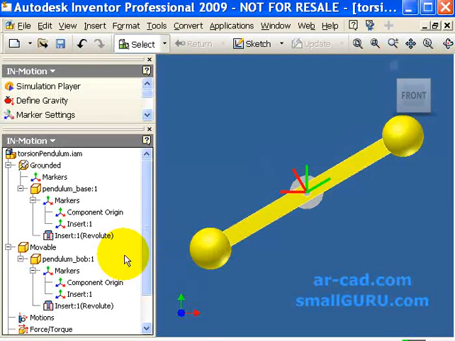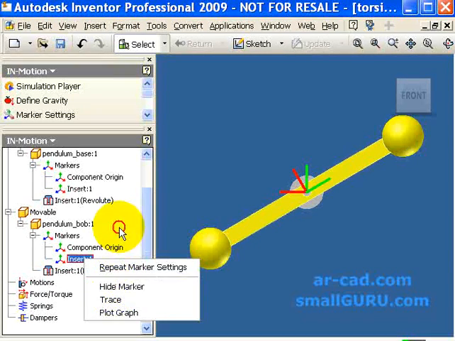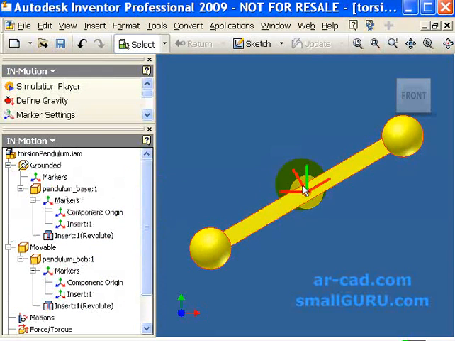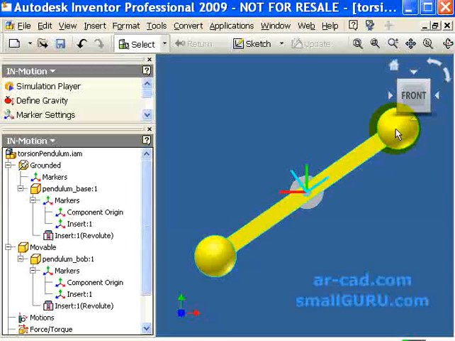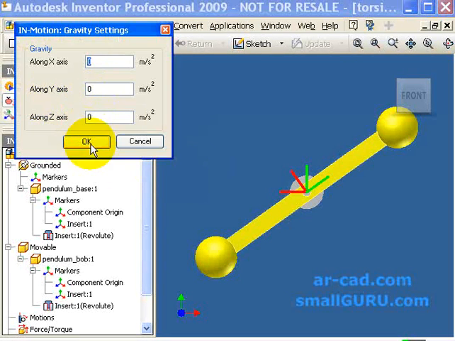And we have enabled the visibility of insert one markers by right clicking on insert one here, where we have an option of show marker. Similarly, we go to insert one in the second part and say show marker. The visibility of the marker gives us an idea of the angle between the joint. The angle of this joint is around 45 degrees, between the red axes. We make sure that gravity is set to 0.